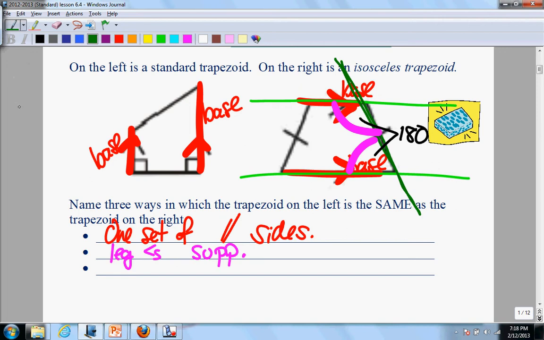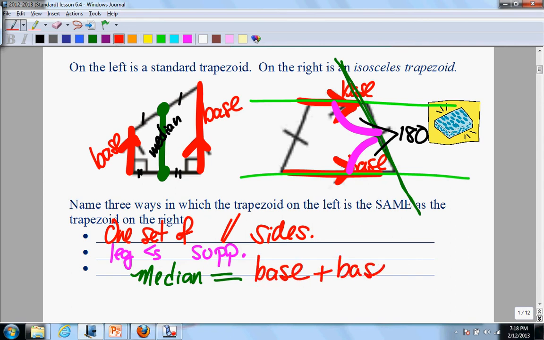Third thing that's common to all trapezoids: eyeball the midpoint here and the midpoint here and connect. That is called a median. And in all trapezoids, the length of that median is equal to the average of the bases. Remember, the bases are the parallel sides. So base plus base over 2. So the median equals the average of the bases. These are the three qualities of all trapezoids, whether it's a standard trapezoid or an isosceles trapezoid.